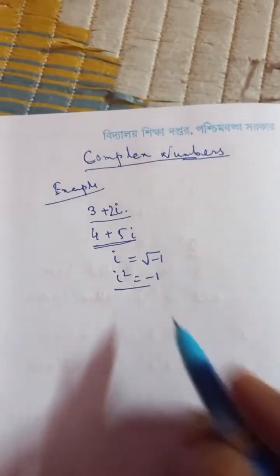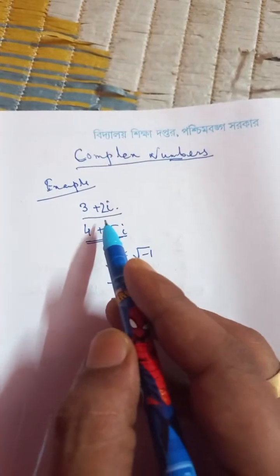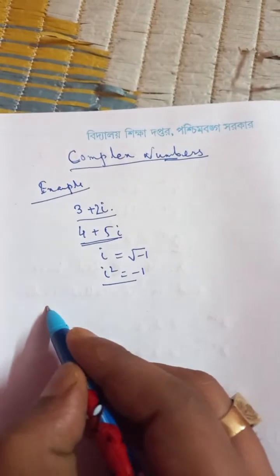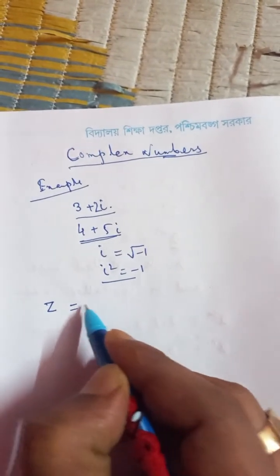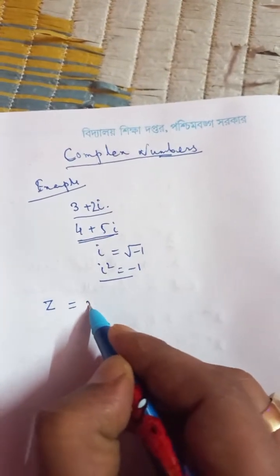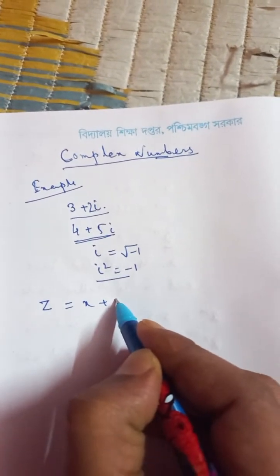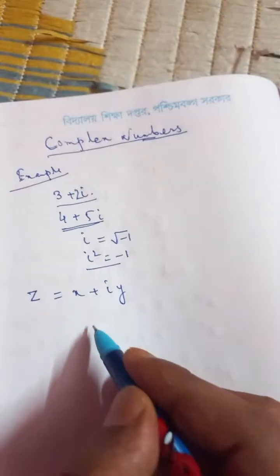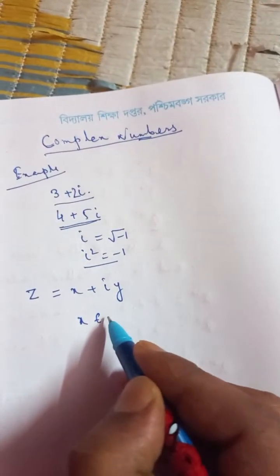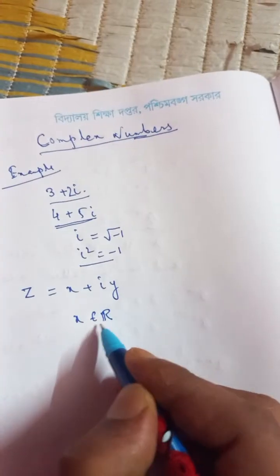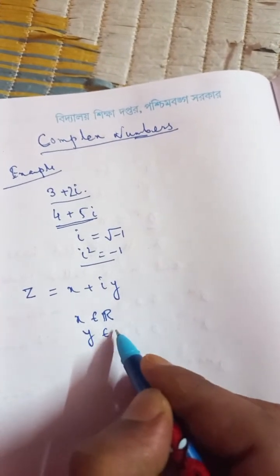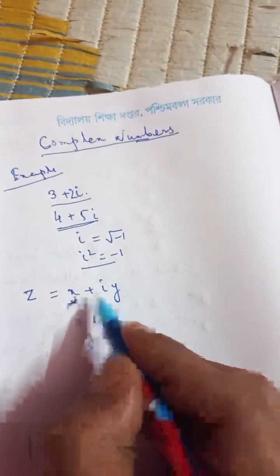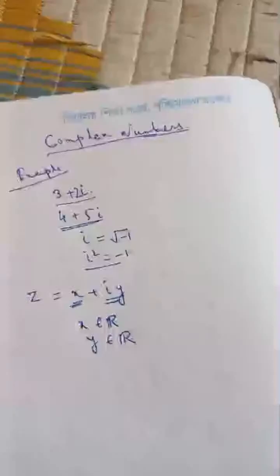We can show this in a general form. We can take z, a complex number, in this way: x plus iota y. Here x belongs to real numbers and y also belongs to real numbers, but this part is considered as the real part and this part is considered as the imaginary part.